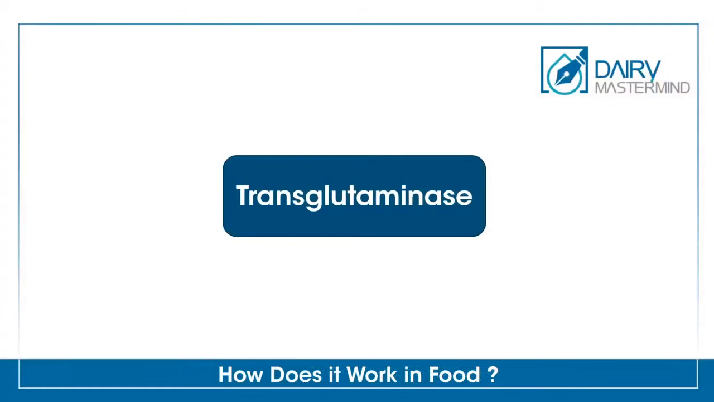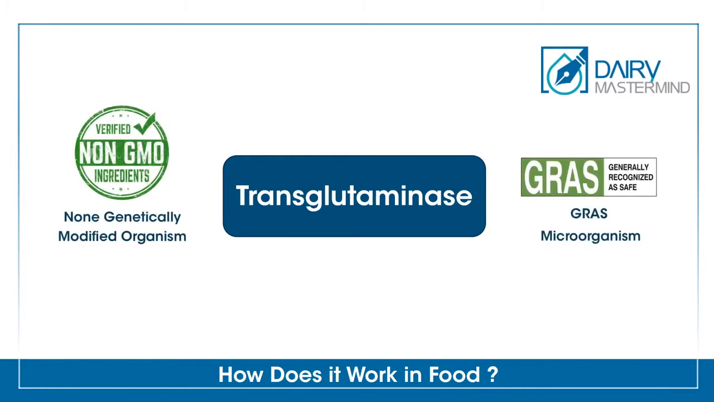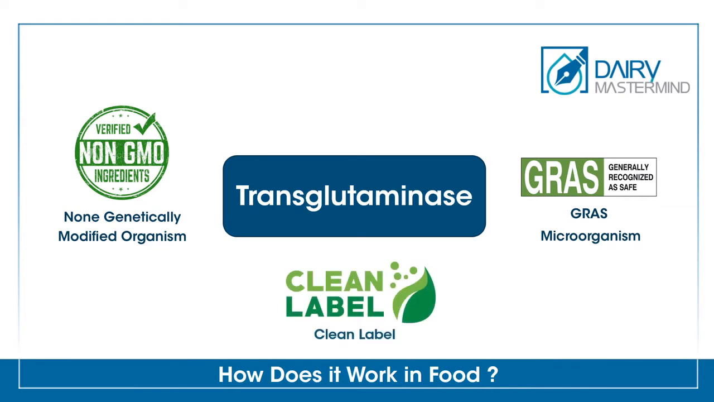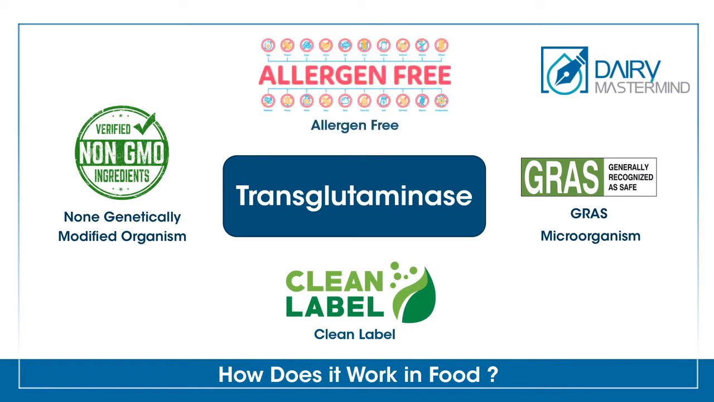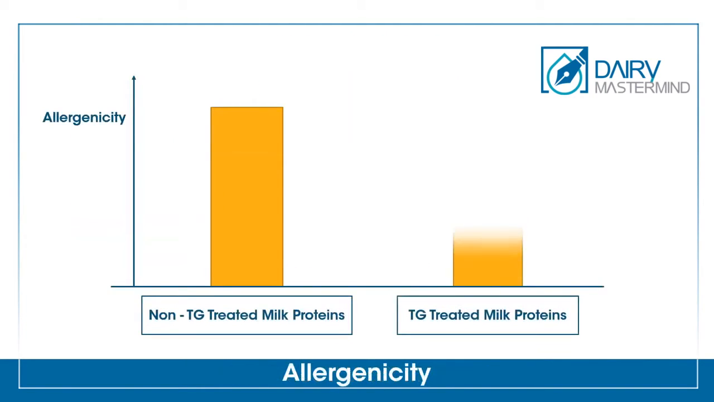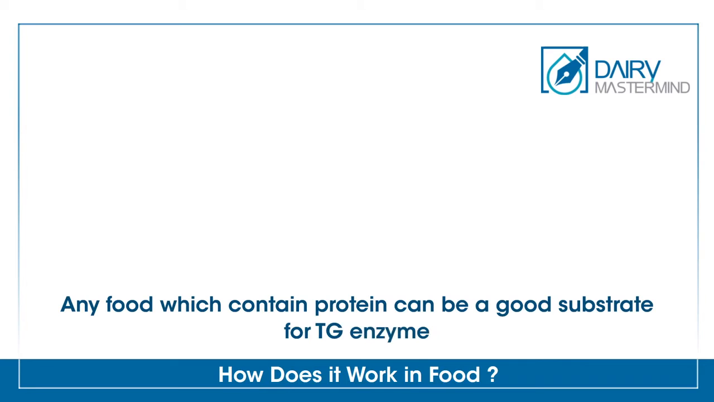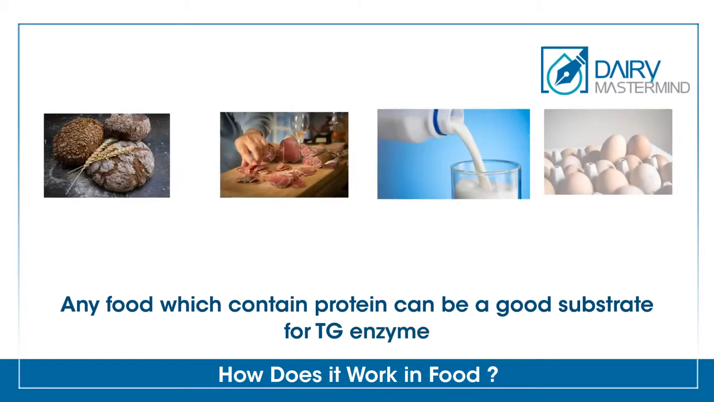As a food additive, transglutaminase is non-GMO and is obtained from grass microorganisms. Hence, it is considered clean label. This means it is not necessary to declare it on the label of the finished product. Research has shown that crosslinks created by TG can reduce the allergenicity of milk protein by 17%. Any food which contains protein can be a good substrate for TG enzyme.